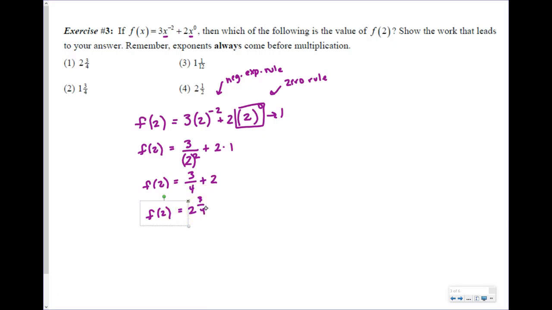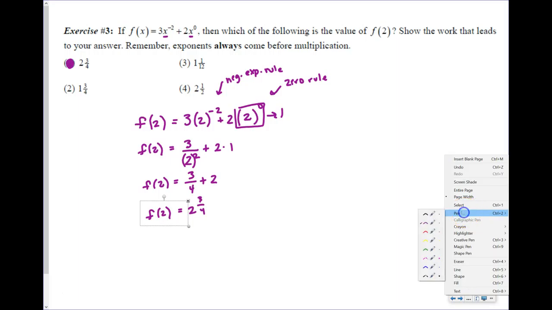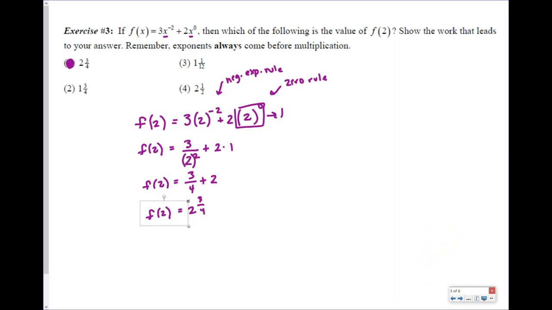And does that match any of our answer choices? It does. It's answer choice number 1. Okay. You could have also done it a different way, and I'll show you that other way as well, just to give you an idea. So this is the first way.